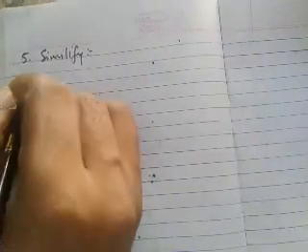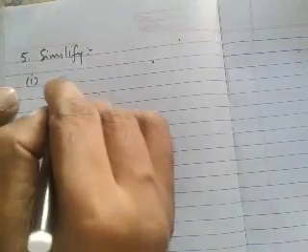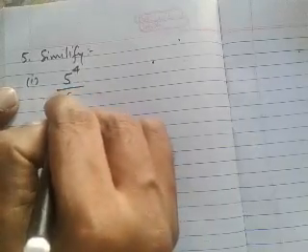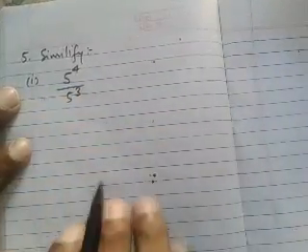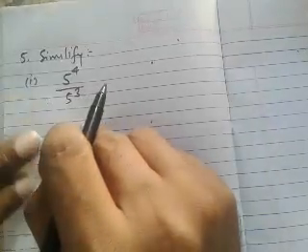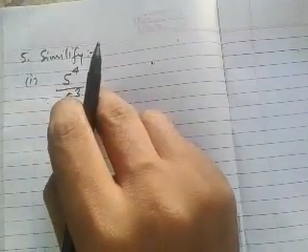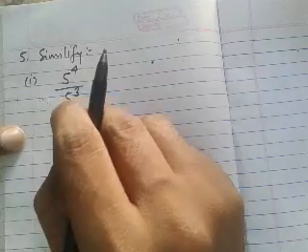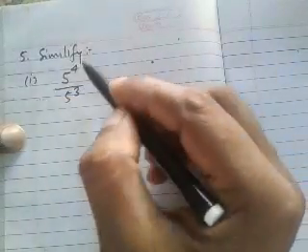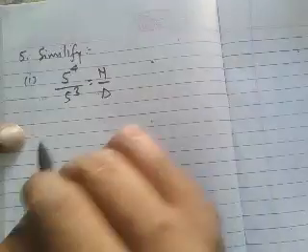So the next question is question number 5, which is simplify. But if we look here, the expression is written in the form of numerator and denominator. So how can we solve this expression if a number is written in the form of numerator and denominator?